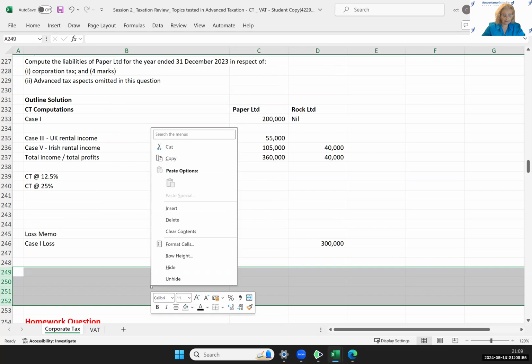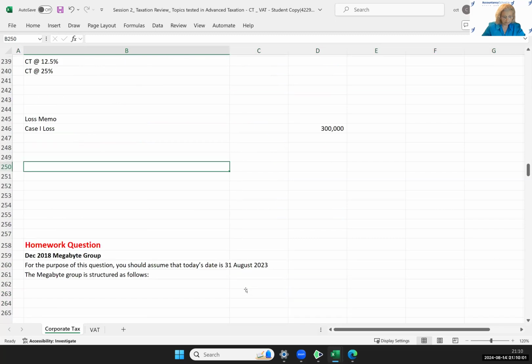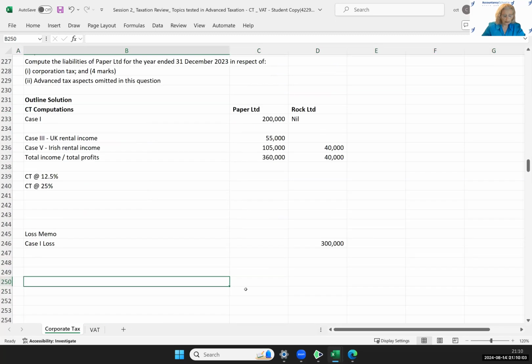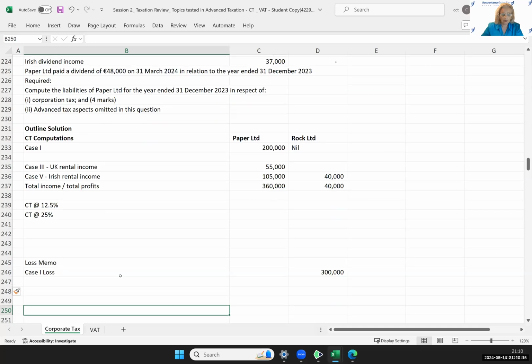The rules are case 1 loss is used in the loss-making company under section 396A against case 1 income in the current period and back against the immediately preceding period of the same length. What do we do about the fact that we've only got one period here? We just assume there's nothing in the preceding period. Okay.